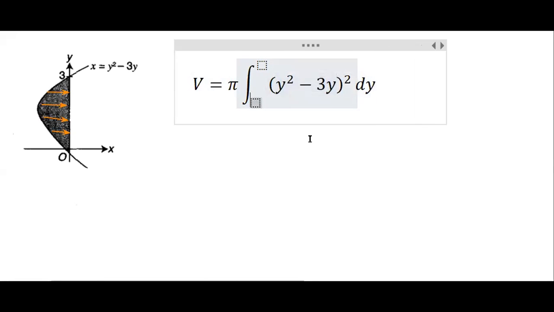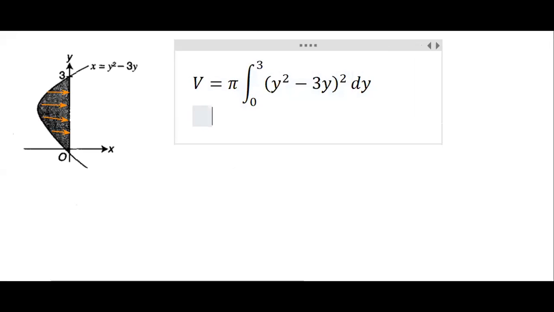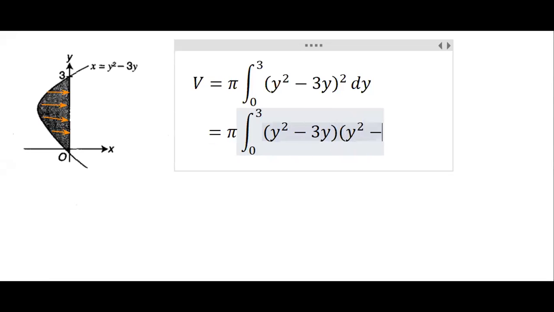Okay, this one I prefer you not to use the shortcut method. Jangan guna shortcut sebab dalam dia ada kuasa banyak. So it's quite dangerous for doing shortcut. Better expand. Okay, from where to where? From what number to what number? 0 to 3. Yes, 0 hingga 3. Okay, let's put in. Okay, we expand first lah. We expand first. 0 to 3. Okay, y square minus 3y, y square minus 3y. Jangan terus kembang dy.